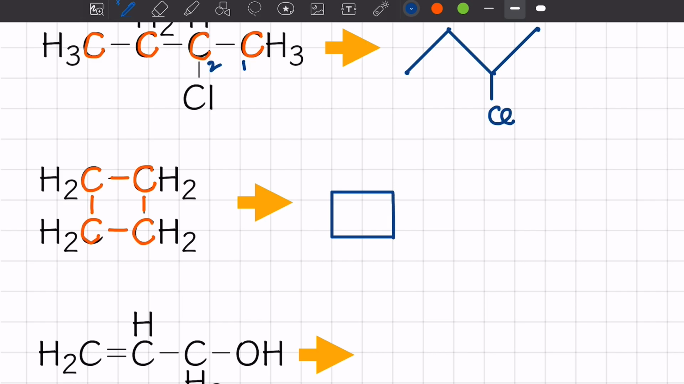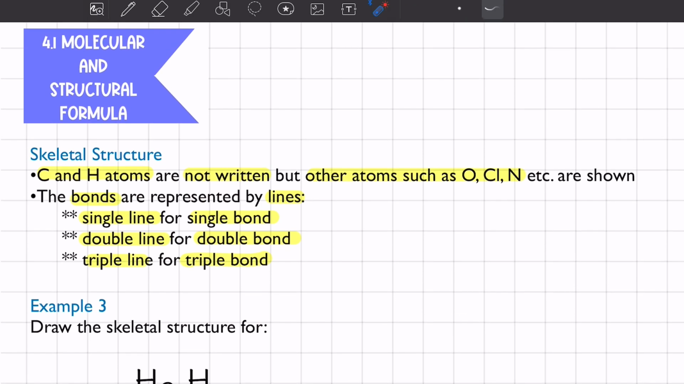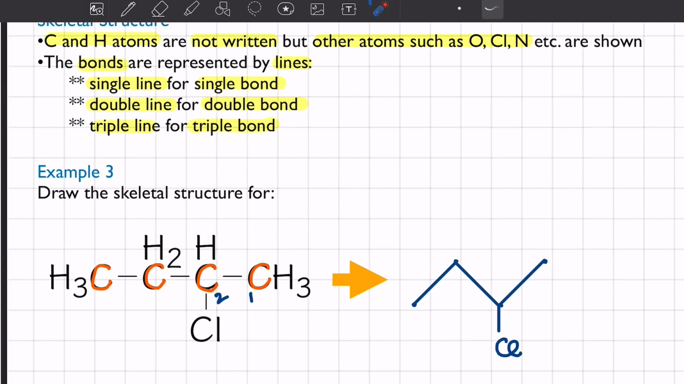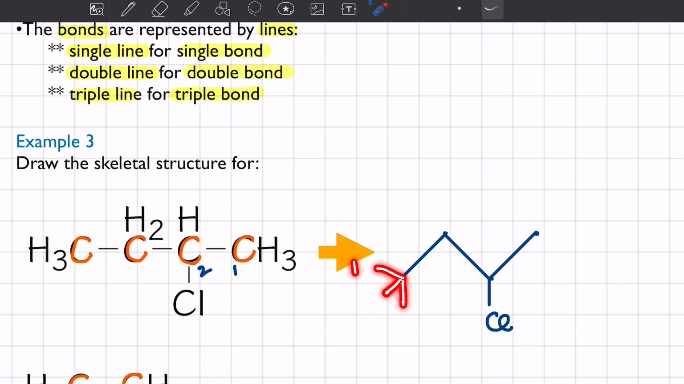Okay, segi 4. Ingat, untuk skeletal structure, kita tak perlu tunjukkan C dengan H. Macam kat sini ada 3 hidrogen kan. So memang ada 3 hidrogen dekat sini, tapi kita tak perlu tunjuk lah. So itu yang bestnya tentang skeletal structure. We only represent the carbon with zigzag structure. Atom selain carbon and hydrogen kita kena tunjuk lah.